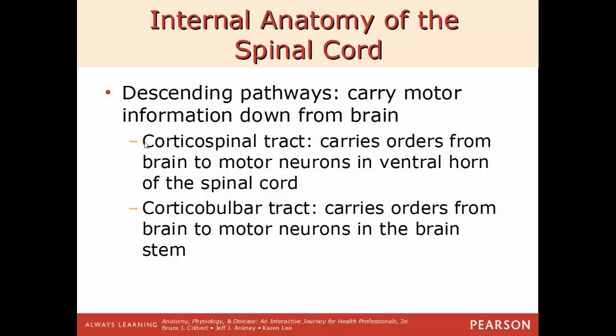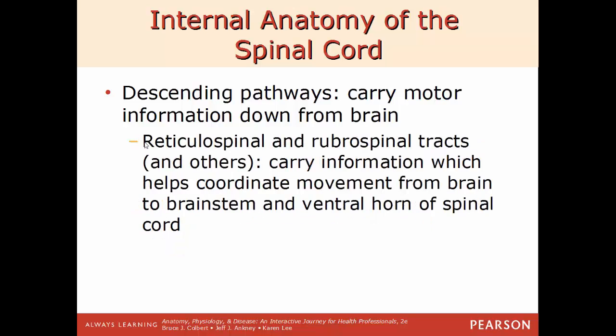You have the corticospinal tract, which will carry orders from the brain to motor neurons in the ventral horn of the spinal cord. You also have the corticobulbar tract, which will carry orders from the brain to the motor neurons of the brain stem. You also have reticulospinal, rubrospinal, among others. These will carry information which help coordinate movement from the brain to the brain stem and then to the ventral horn of the spinal cord.